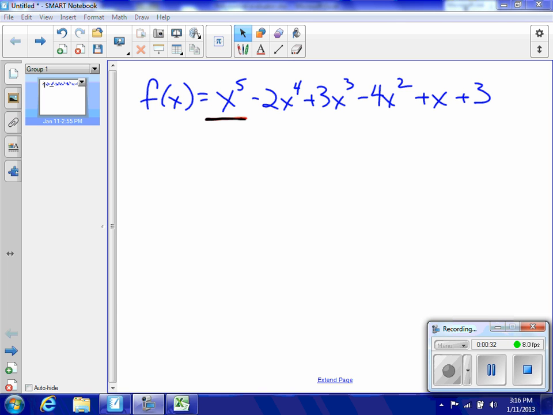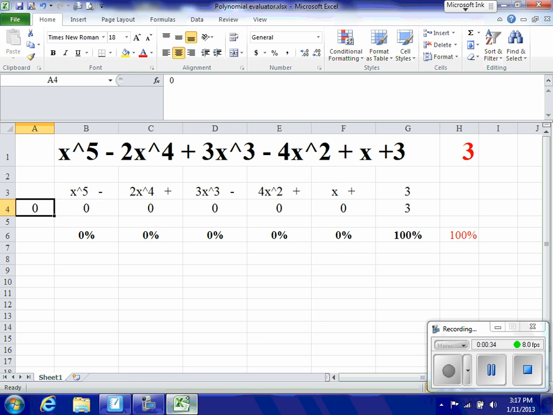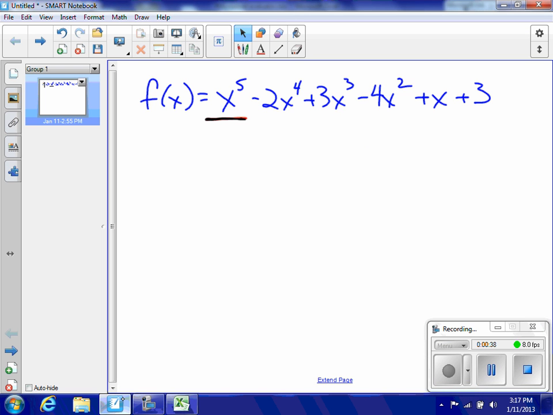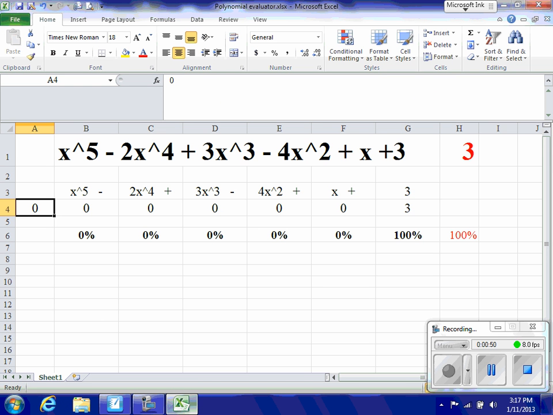So I put together this little Excel spreadsheet that might show it a little bit better. This was the polynomial that I'm working with: x to the fifth minus 2x to the fourth plus 3x to the third minus 4x squared plus x plus 3. This will be true of any polynomial though. So this is a spreadsheet I put together with that particular polynomial.